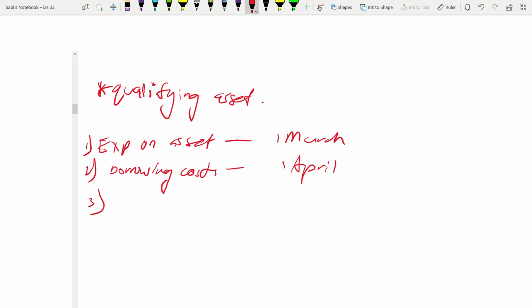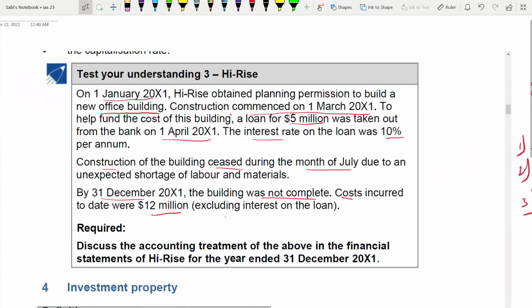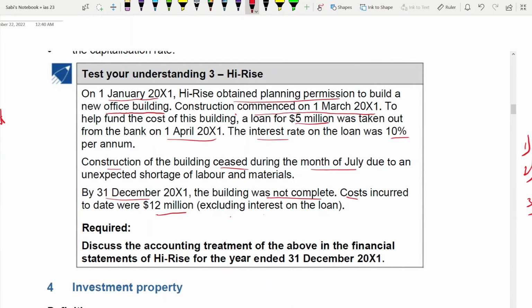Third condition is activities necessary to prepare the asset for its intended use. Preparing the asset for use. This was on 1st of Jan. Why? See, you have obtained a planning permission to build a new office building. This is the activity that you are taking to prepare the asset for its use. Because without this activity, if you don't get a planning permission, how can you build a new office building?